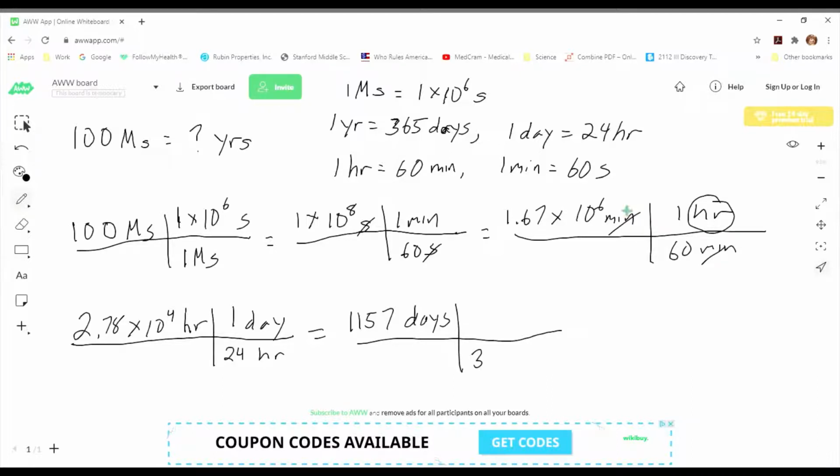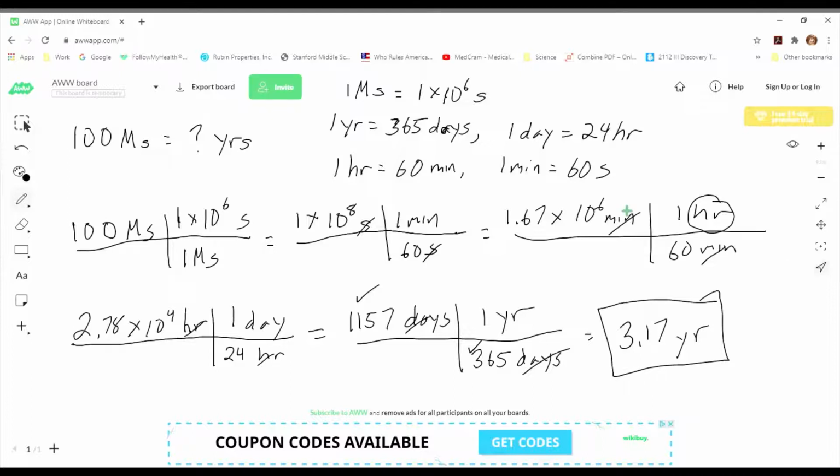So once again, notice how I fill in the bottom first to show that the days are going to cancel. So our days are going to cancel here, just like the hours did here. I forgot to cancel that out. And that's 1 year. Every year is 365 days. So I'm going to take the 1157 and I'm going to divide by 365, and that'll give me my answer. Divided by 365, that gives me 3.17 years. So in 3.17 years, if you want to figure out what 0.17 years is, and that'll tell us how many months and days, that would be 100 megaseconds. Okay, and that's how you do that one.